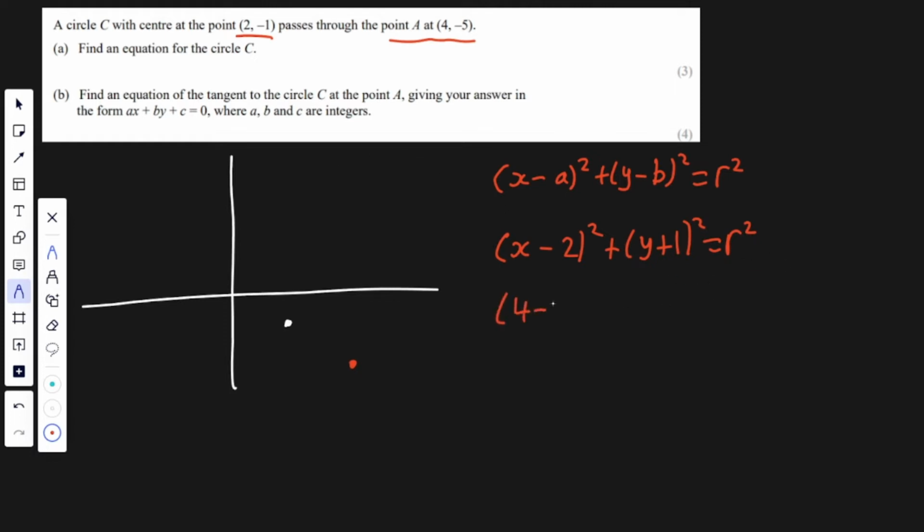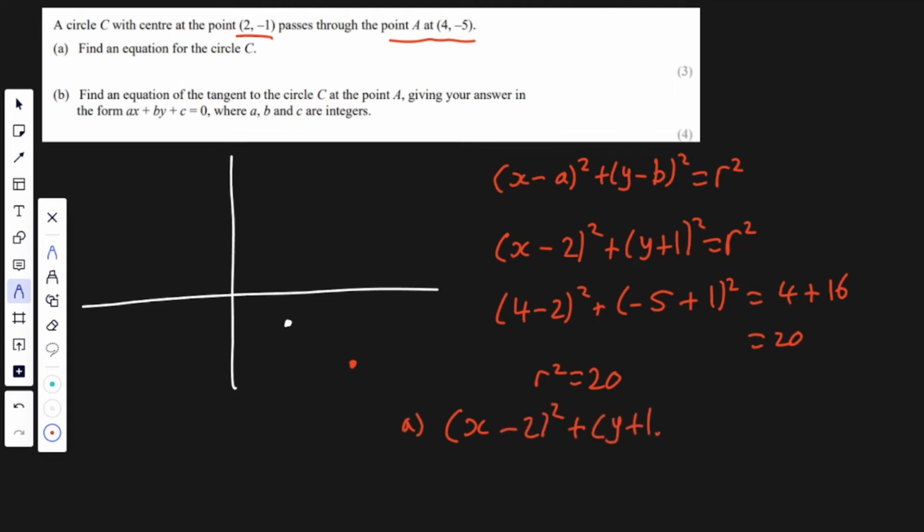So we get (4 - 2)² + (-5 + 1)², which is equal to 4 + 16, which is 20. So r² = 20. So our equation of our circle is (x - 2)² + (y + 1)² = 20. So we've got a radius of square root of 20. Now we're told to find a tangent to the circle at the point A.